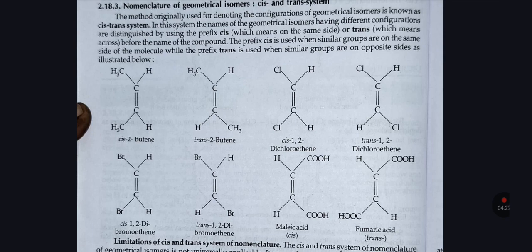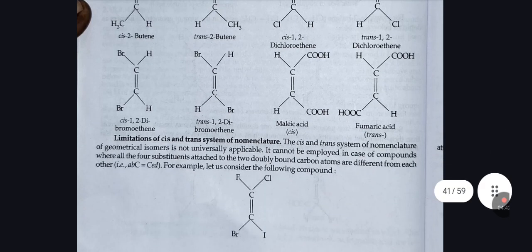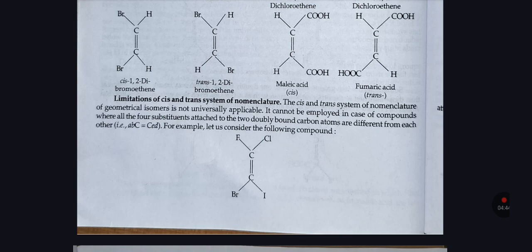The prefix cis is used when similar groups are on the same side of the molecule, while the prefix trans is used when similar groups are on opposite sides, as illustrated below. Limitations of cis and trans system of nomenclature. The cis and trans system of nomenclature of geometrical isomers is not universally applicable. It cannot be employed in the case of compounds where all four substituents attached to the two doubly bonded carbon atoms are different from each other, that is, ABC=CED.